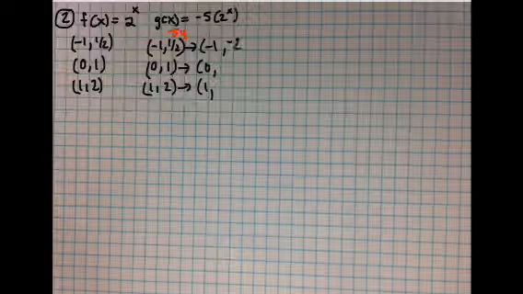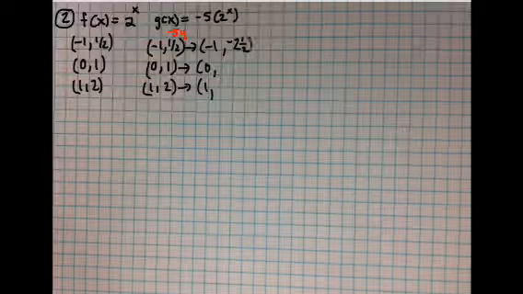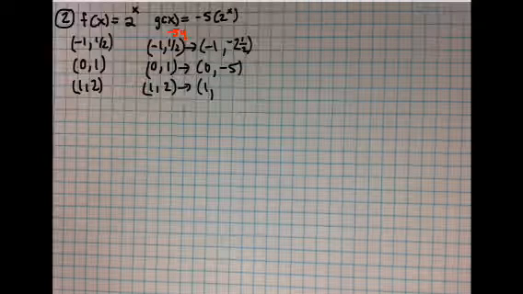Alright, so the same parent function as number 1, 2 to the x. In g of x, you have the a equal -5, so that negative is going to make the function reflect over the x-axis. And the 5 is going to make it stretch vertically by a factor of 5. So the x's stay the same, no change there. The y's we're going to multiply by -5, so this becomes -5/2 or -2.5. This becomes -5, and this becomes -10. So now we're going to graph it.